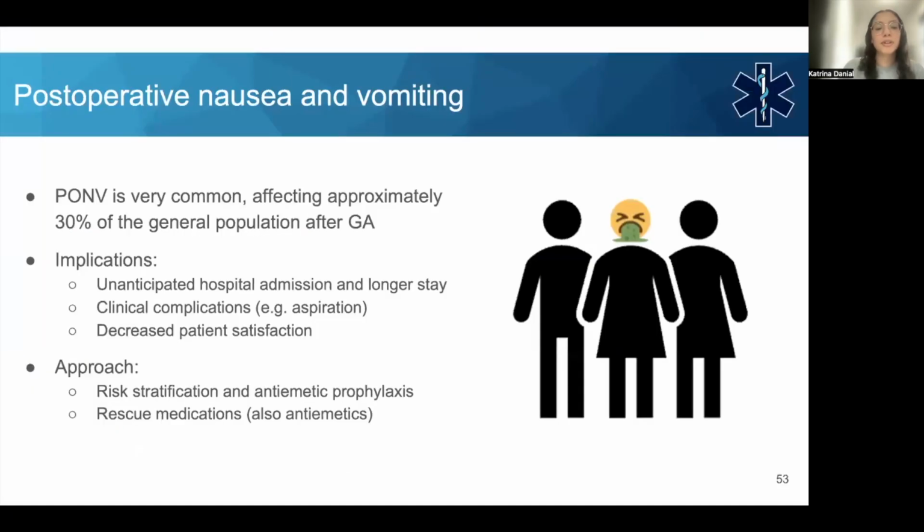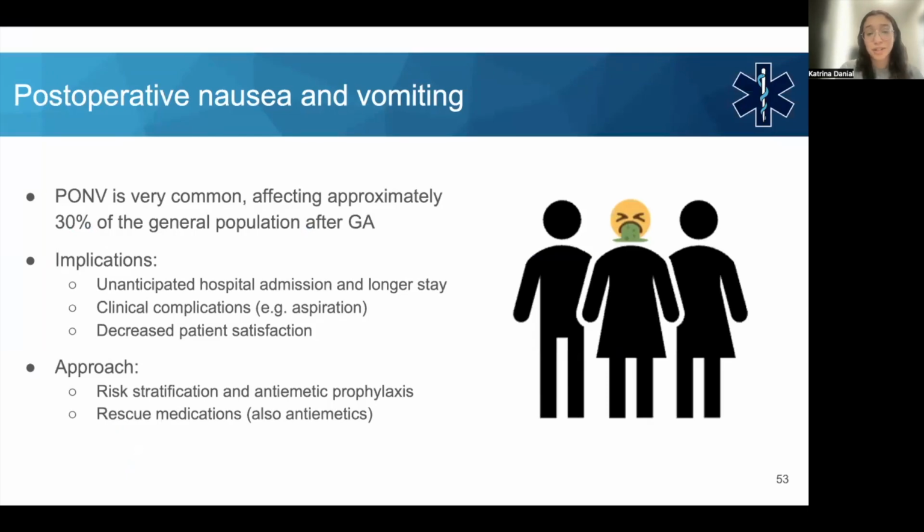Okay, now let's move on to talking about post-op nausea and vomiting. This is a very common problem. It affects approximately 30% of the population who have had a GA. And why is this a problem? Well, number one, it feels terrible to constantly feel nauseous and to vomit.